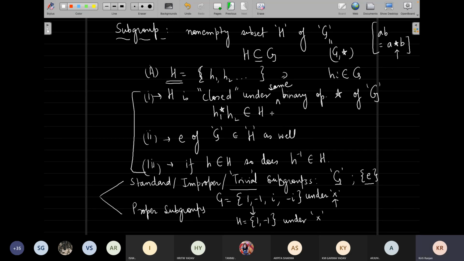And then what are the other subgroups? What about 1 and I? No, sir, closure is not satisfied. Iota cross iota will not give an element from that group. What about 1, I and minus I? No, sir. Why? Because minus 1 is not there. What about 1, minus 1 and I? No, sir. Inverse of iota is not there. Okay, so interestingly, it looks like you have found a subgroup which is a proper subgroup.